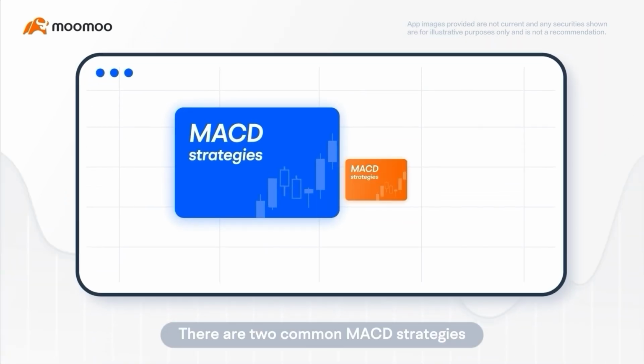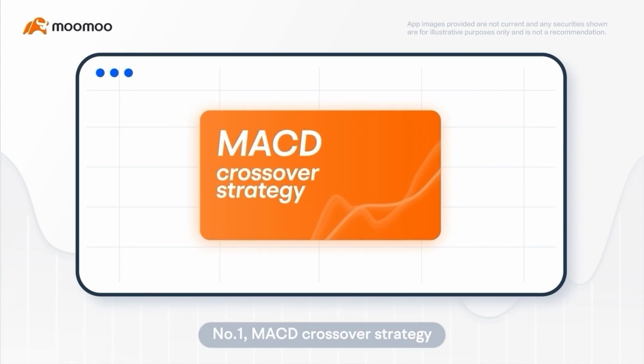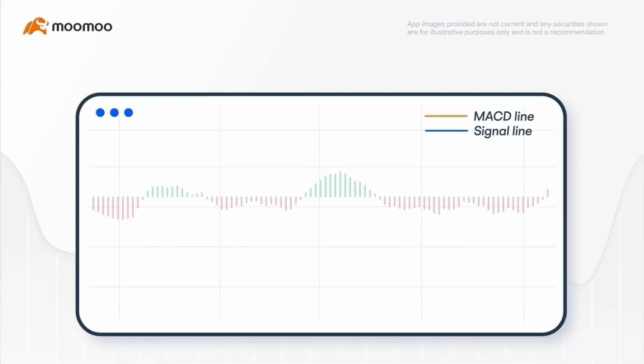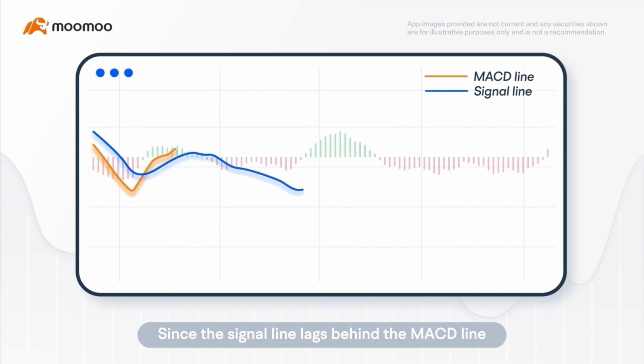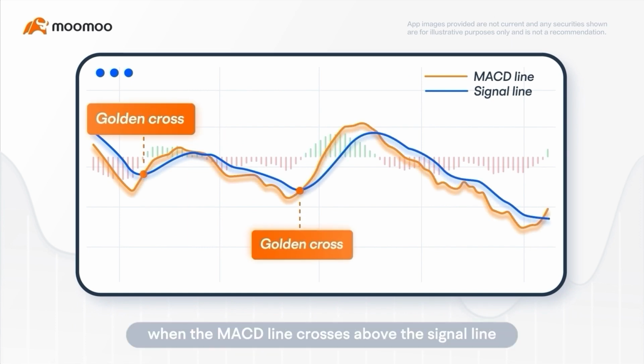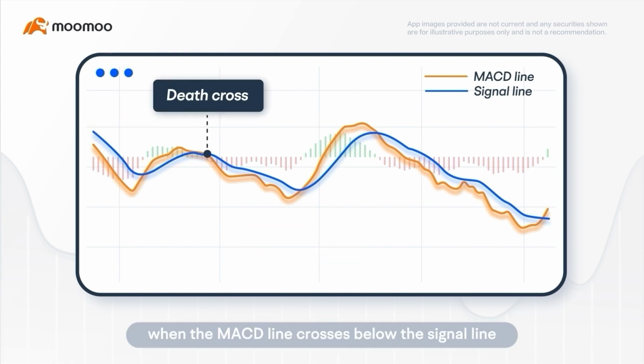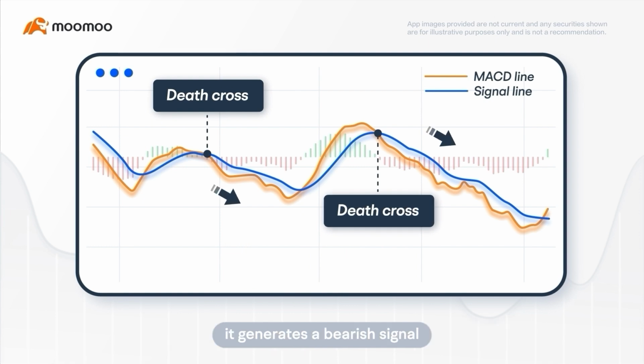There are 2 common MACD strategies. Number 1, MACD crossover strategy. Since the signal line lags behind the MACD line, when the MACD line crosses above the signal line, it sends a bullish signal. Conversely, when the MACD line crosses below the signal line, it generates a bearish signal.